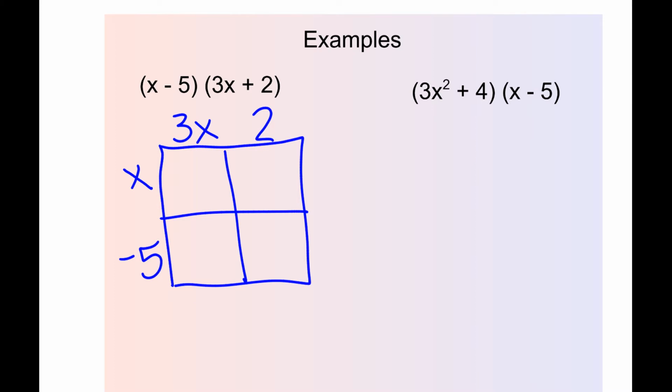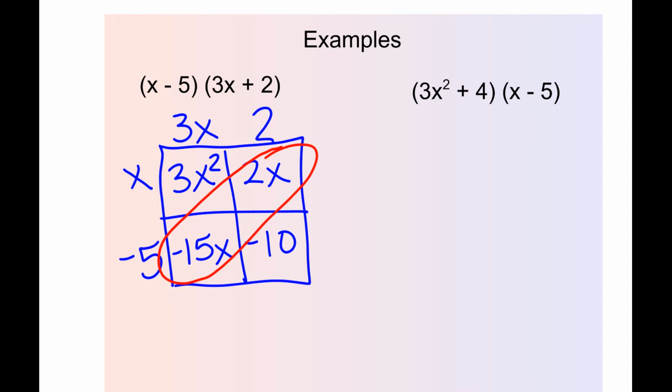Now I have it set up and I just have to do the multiplication. So x times 3x is 3x squared. X times 2 is 2x. Negative 5 times 3x is negative 15x. And then negative 5 times 2 is negative 10. And then remember how the x's are like terms, the diagonals, I can combine those together. And I'm going to end up with 3x squared minus 13x minus 10. And that would be my final answer.